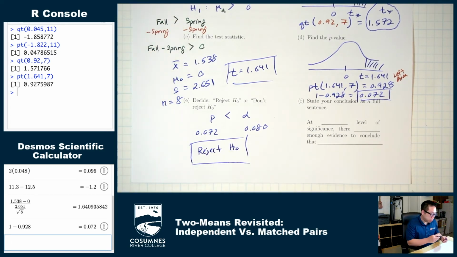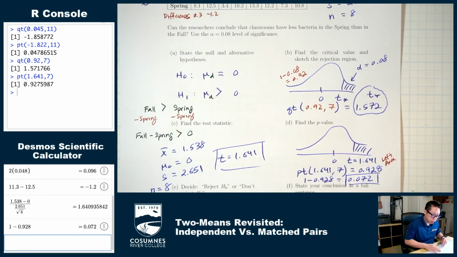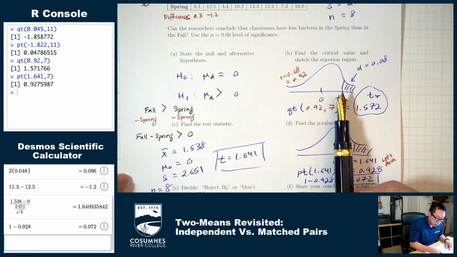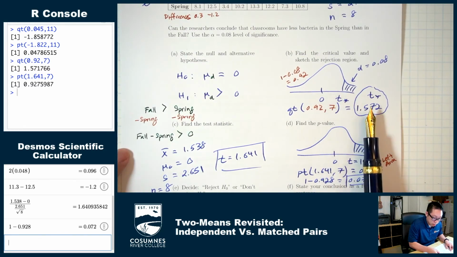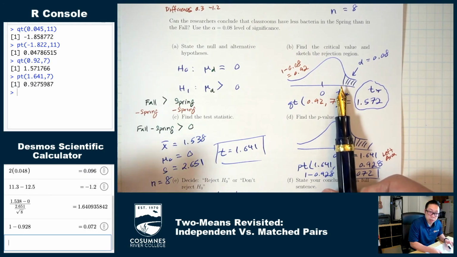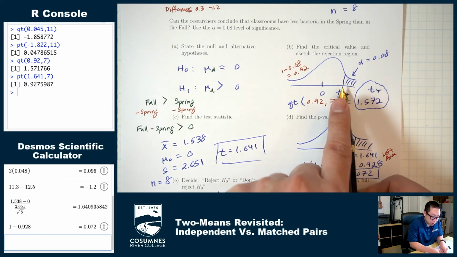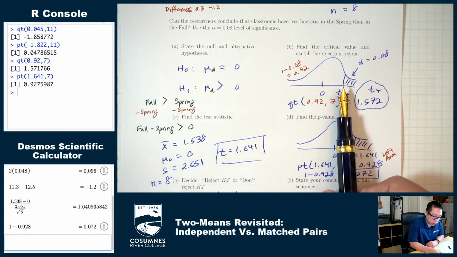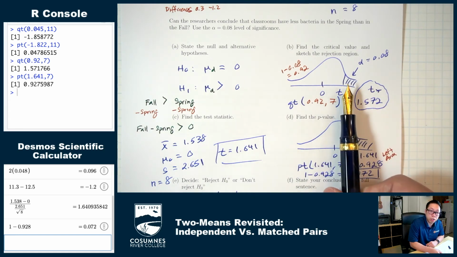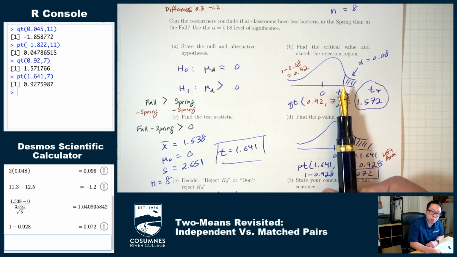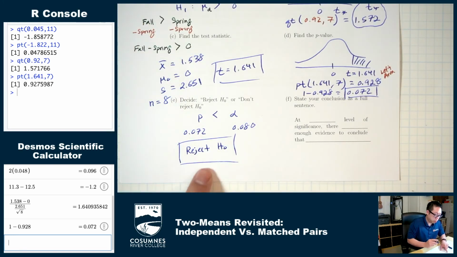And let's double check using part B. So part B, the rejection region, this boundary is 1.572. And the question is, where is 1.641? Is it in the shaded area, the rejection region, or is it in the unshaded part? 1.641 should be slightly to the right of 1.572, which would put it in the shaded rejection region. So that tells me that we should reject, which confirms.